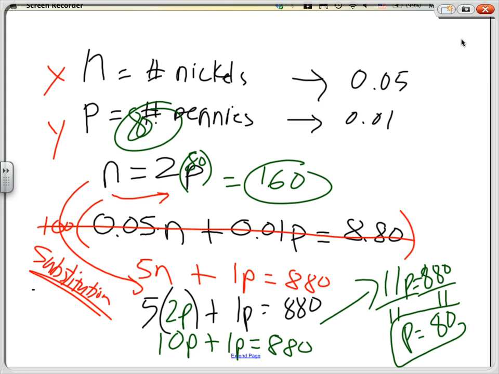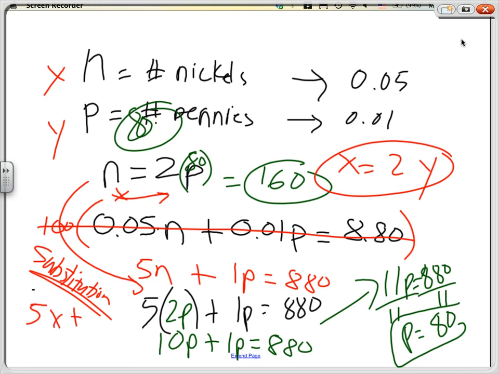So when you change that, this will become x equals 2y, right? Is that true? And for this one right here, this will become what? 10x? No, sorry. 5x plus y equals 880, right? So these are the two equations I'm going to graph. Let's graph these two right now.